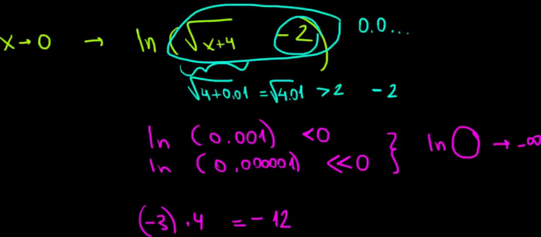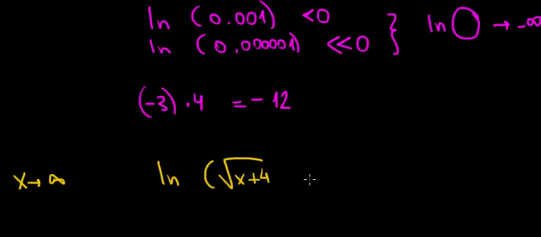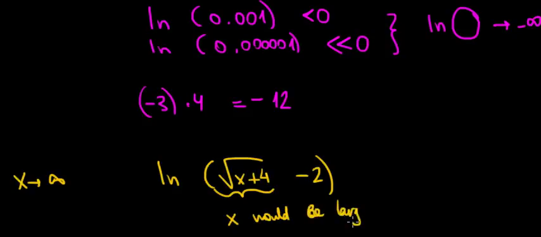And what would happen if we have x being very large? Let's say if x approaches infinity. So if x approaches infinity, we would have ln of square root of x plus 4 minus 2. Well, if x approaches infinity, we would have the square root of a very large number, and this number will also be very big. It wouldn't be a decimal. It would be a very large number.